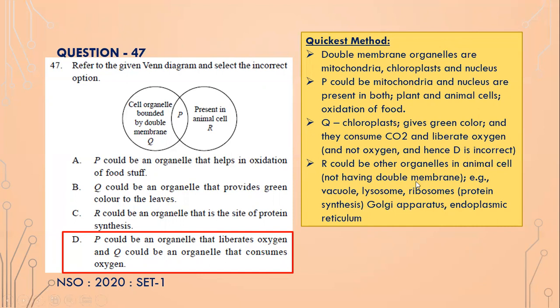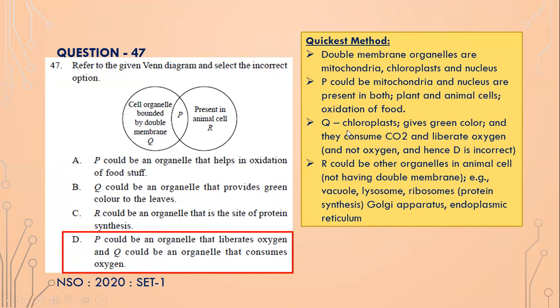So lysosome, vacuoles, ribosomes, isn't it? They are organelles which don't have a double membrane. So what is the incorrect option? P could be an organelle that liberates oxygen, and Q could be an organelle that consumes oxygen.